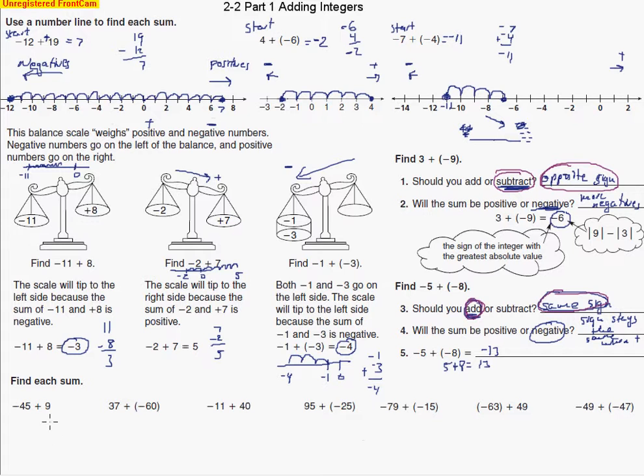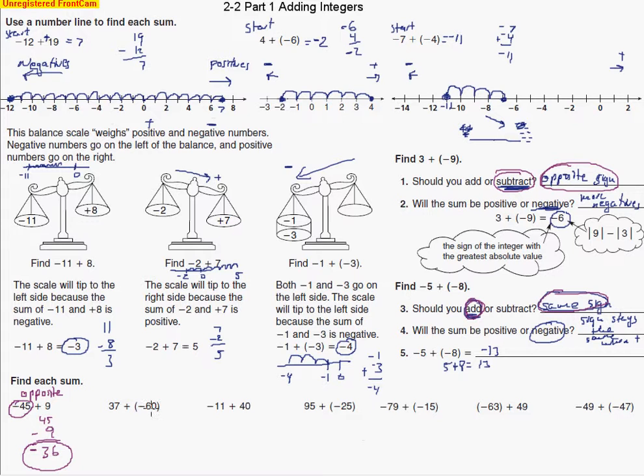So let's use that. -45 plus 9. So those are opposite signs. So opposite means that we're going to end up subtracting. So we do 45 minus 9. So we take away, and we end up at 36. Now, is it positive or negative? Well, which one has more? Well, there's more negatives than positives, so that one determines the sign. So -36.